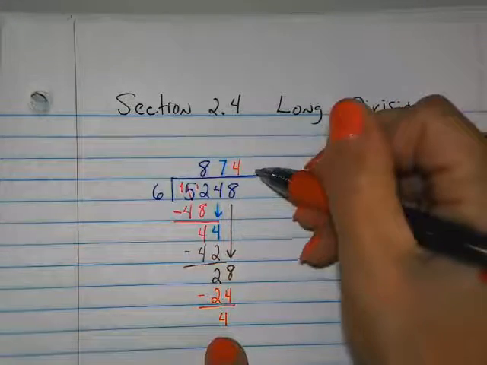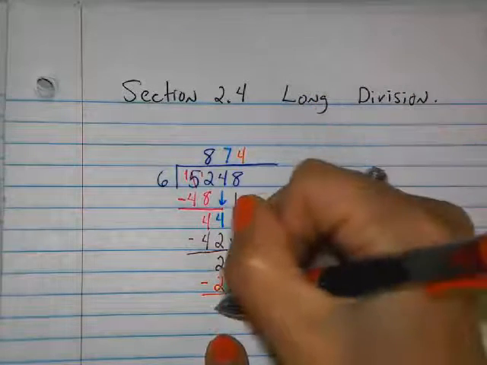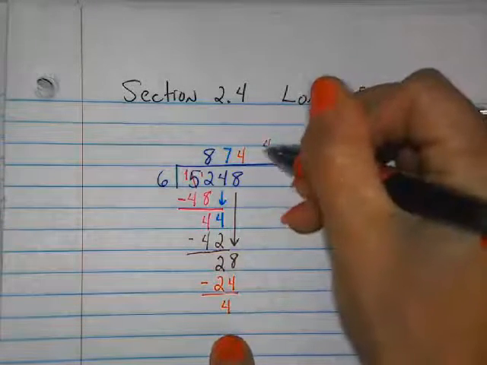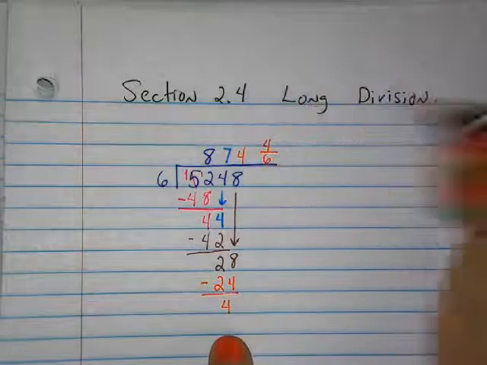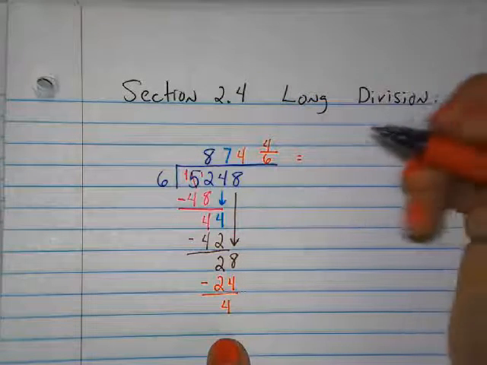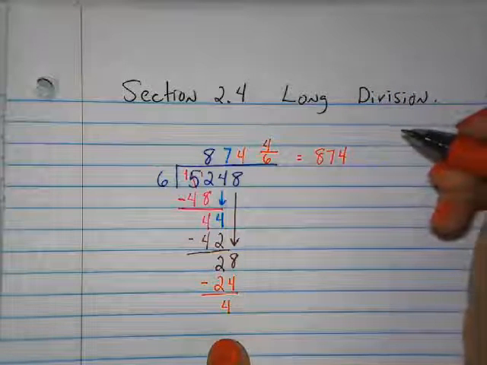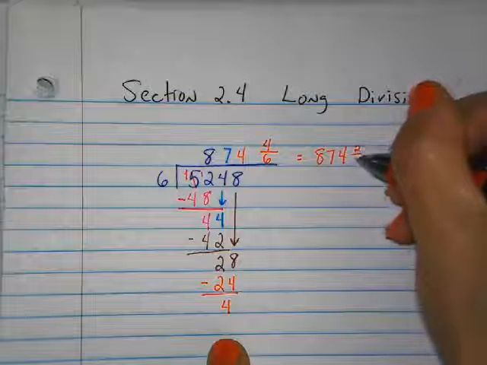And remember, in basic elementary school, you would have put R4, but then they taught you later that you could take the remainder and put it over the divisor. And then, of course, we never leave a fraction unless it's in simple terms. So my final answer would be 874 2/3.